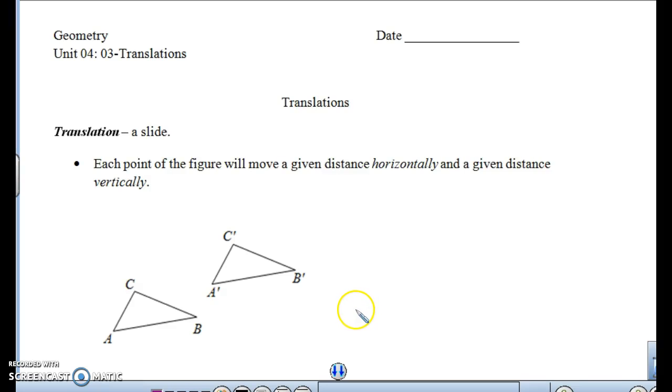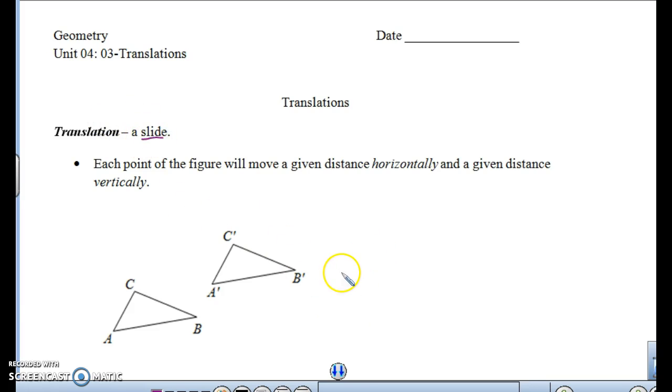This is Geometry Unit 4, Lesson 3 on translations. A translation is the third kind of transformation that we're going to be talking about this year. The first kind, remember, was a line reflection, where you're folding an image over a line and it comes out to be a mirror image. A rotation, remember, is a turn, either clockwise or counterclockwise. A translation is a slide.